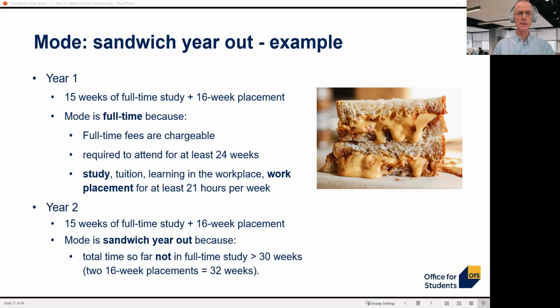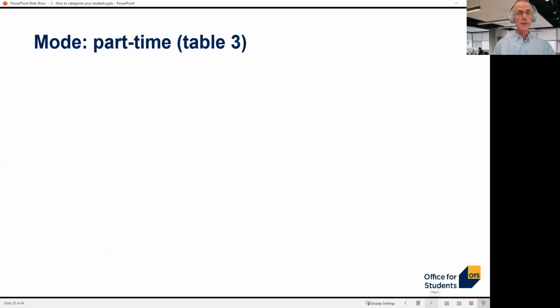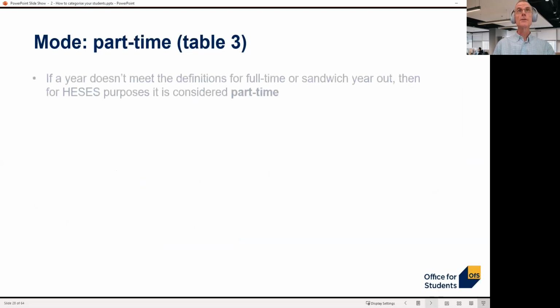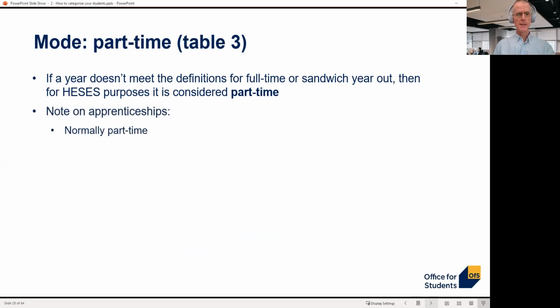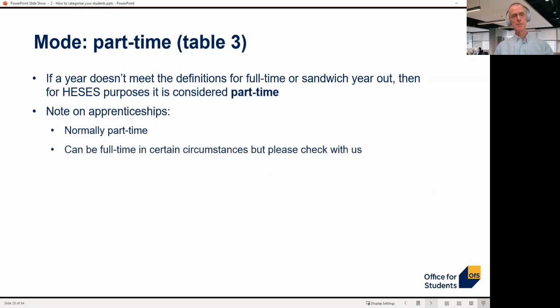Again, Annex H is really the place to go. If a year doesn't meet the definitions for full-time or sandwich year out, then for HESES purposes, it's considered to be part-time. Now, just to recap what we said earlier about mode of study, apprenticeship students are normally part-time. They can be full-time in certain circumstances, but again, you may want to check with us.